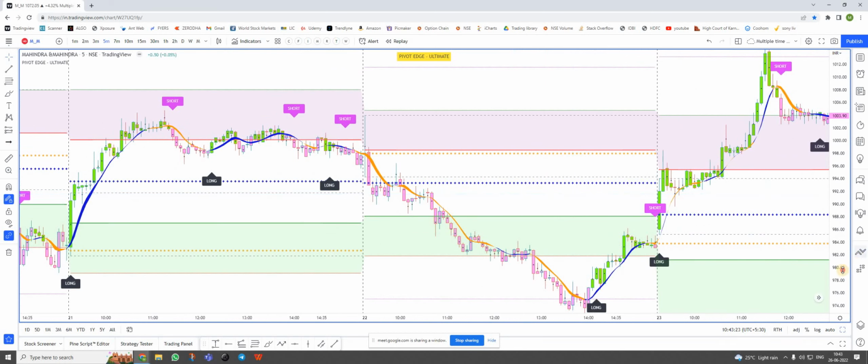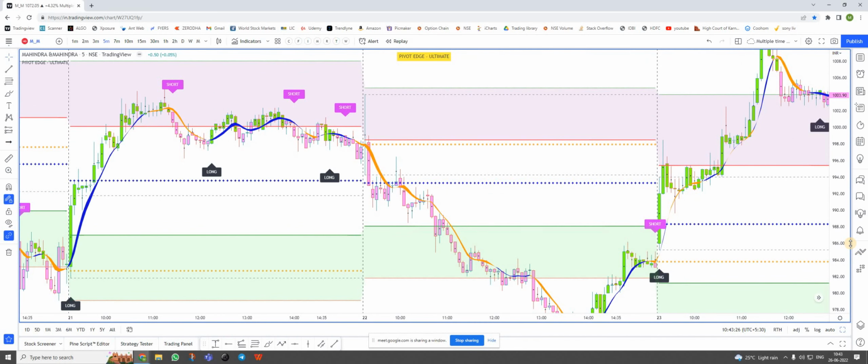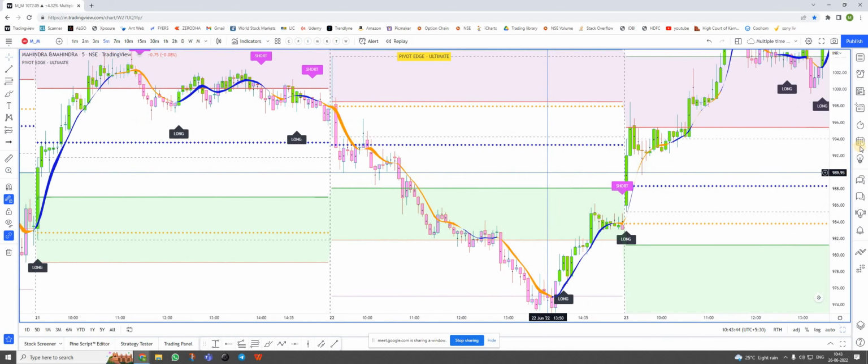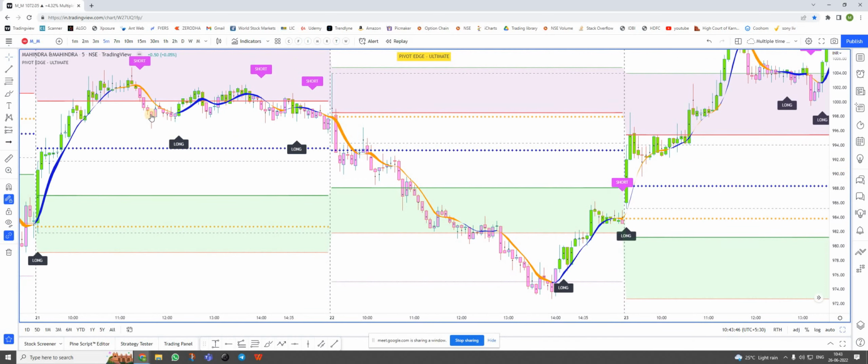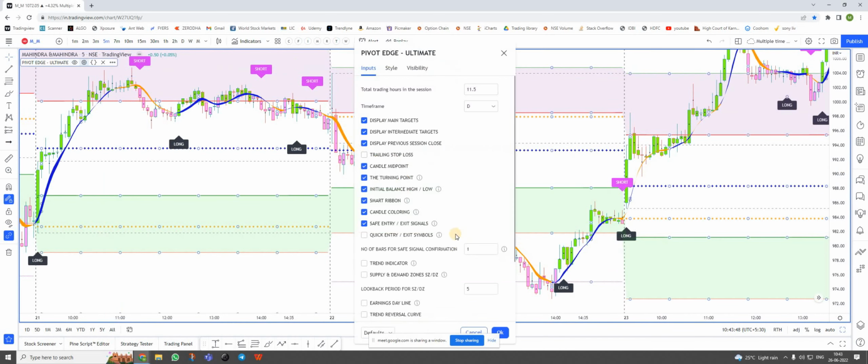So for that purpose, in this indicator I worked extensively on creating the signals, and I also tried to create a balance so that there are not too many signals coming every 5 minutes, 10 minutes, and whenever a signal comes, it has to stay at least until the trend is in that particular direction. So for that purpose I have created a signal system here, and as the name suggests, it is for very safe entry and safe exit.